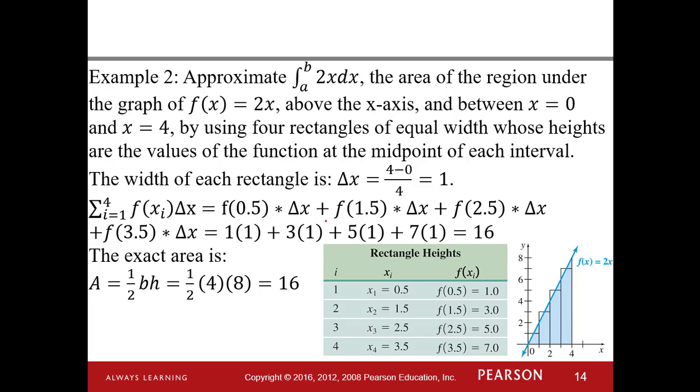So we could take the sum of each of those function values times the width. So in this case, we have f of 1/2 times 1 plus f of 1.5 times 1 plus f of 2.5 times 1 plus f of 3.5 times 1. If we multiply and add, we get a value of 16.